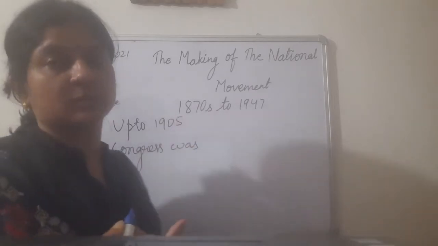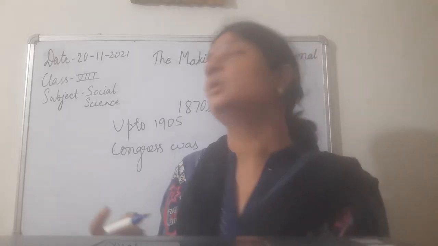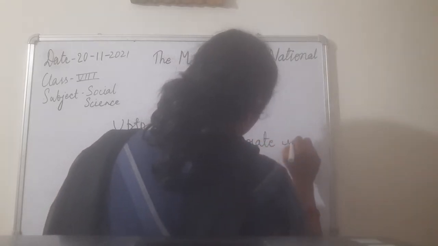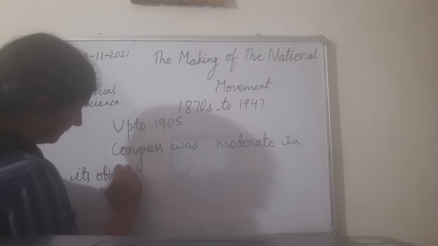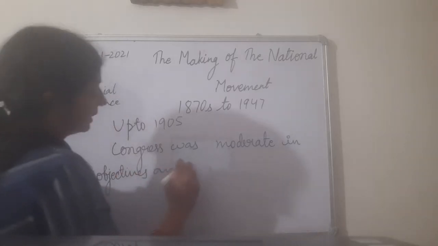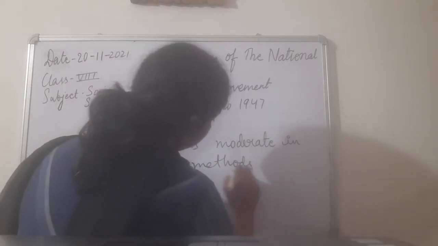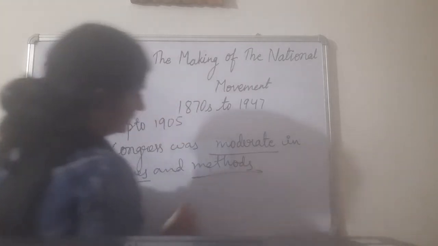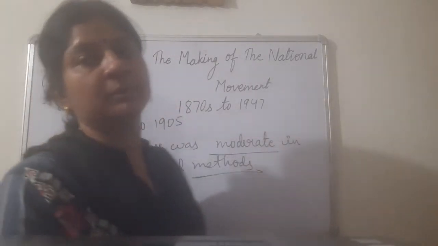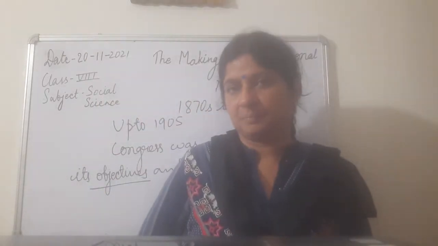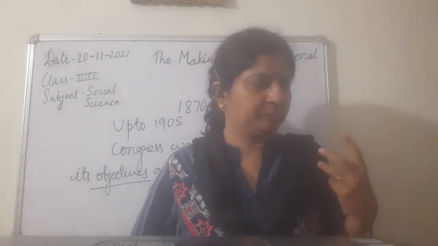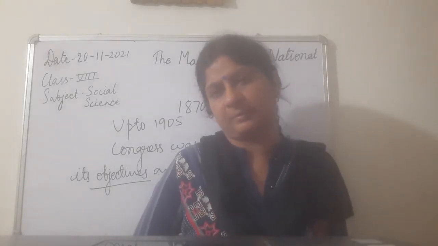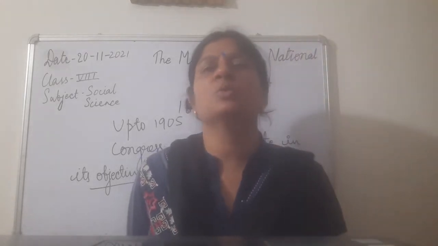Up to 1905, Congress was moderate, and its objectives and methods. Here you need to understand these three terms: moderates, objectives and methods. Okay, so first of all, moderate. Moderate means to maintain the balance, neither too hot nor too cold, बीच का, neither too harsh nor too soft, है ना, बीच का बैलेंस बना के चलना, उसको मॉडरेट कहते हैं.